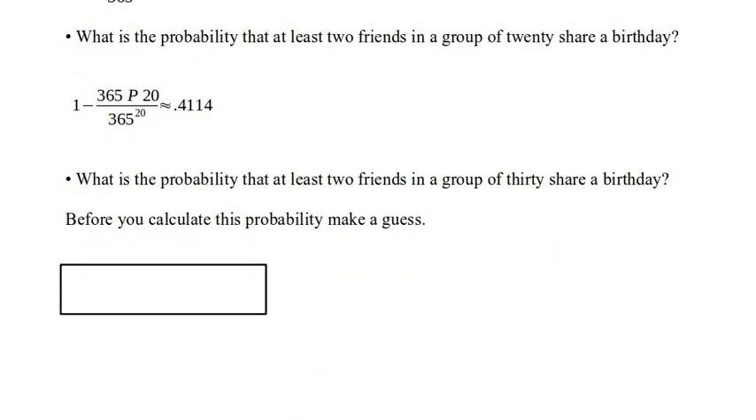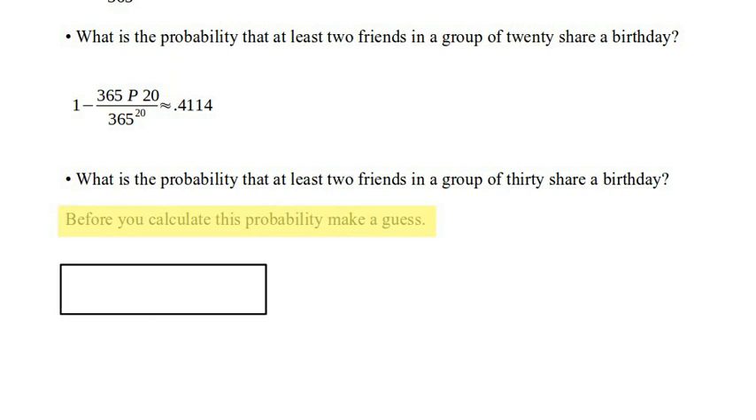Now that we've got a way to do this, you can go up in your calculator. You can grab that previous line, change the 2's to a 3, making the 20s into 30s, and you can compute this before I can finish my sentence. What is the probability that at least 2 friends in a group of 30 share a birthday?